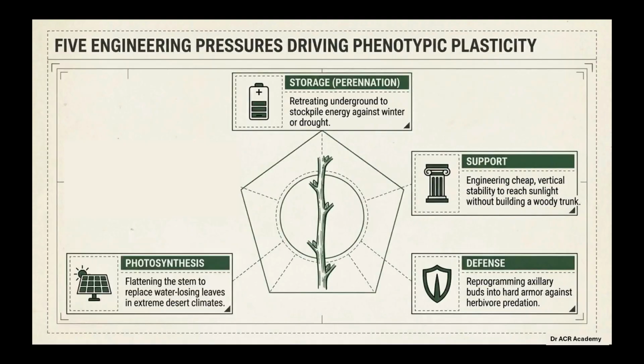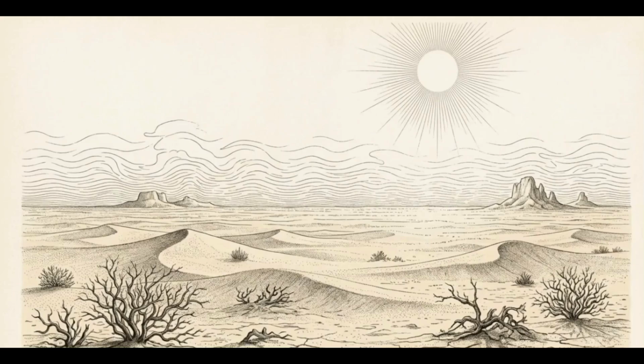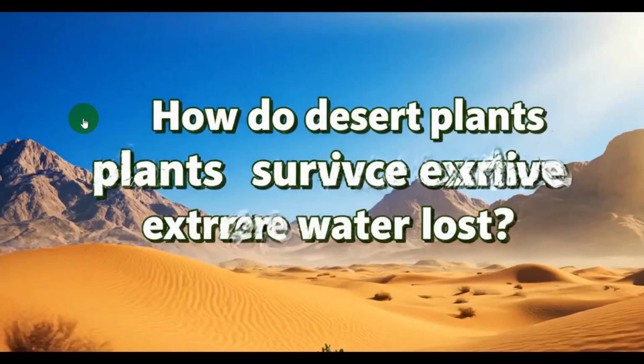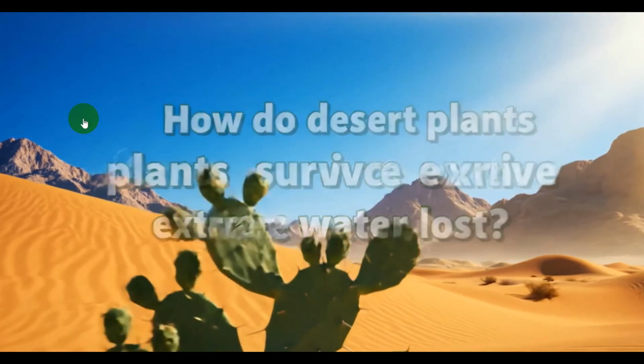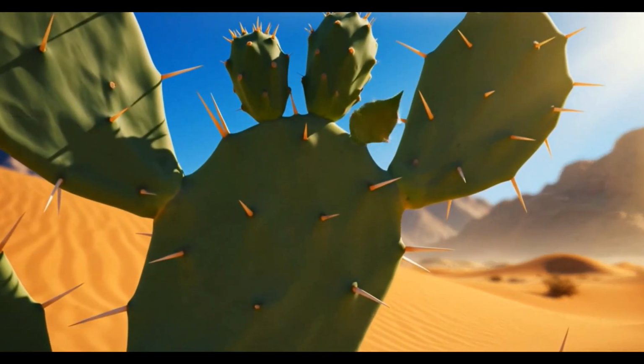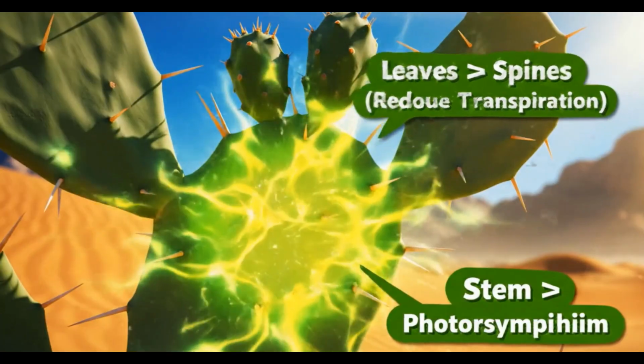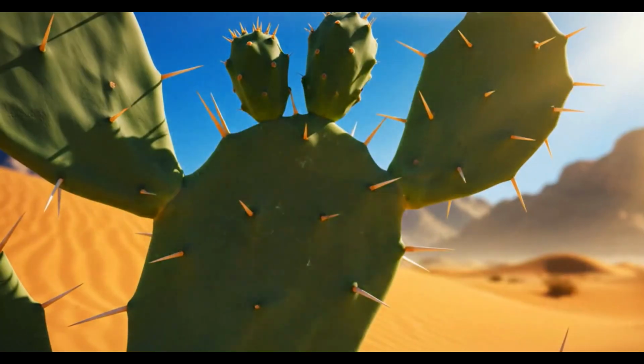Okay, on to problem number 4. Imagine you're a plant trying to live in the desert. In a place that's hot and dry, broad, flat leaves are a fatal liability. They just lose way too much water. So what's the solution? You ditch the leaves and you engineer the stem to become your new set of solar panels. Some stems just look at the leaves and say, you know what? I can do your job. This might be the most surprising twist of them all.